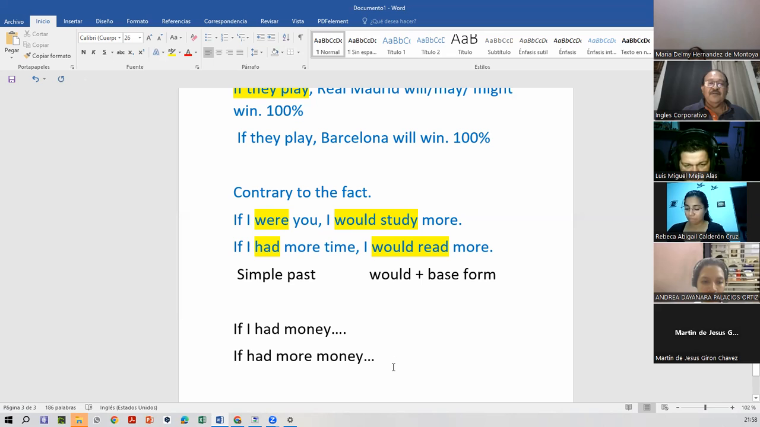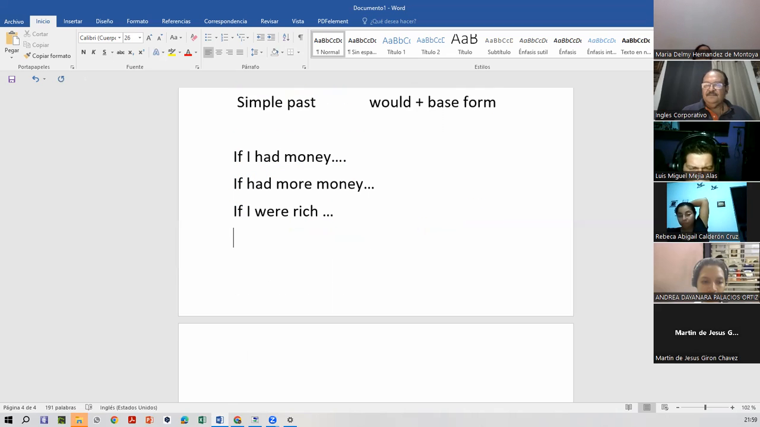Okay, if I were rich, if I were a rich man, but I am not rich. If I were richer, okay, I am rich, but if I were richer, if I had more money, so you see this is a different tense, right? Past and would plus base form.